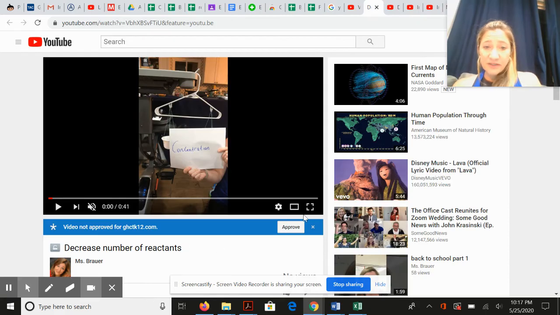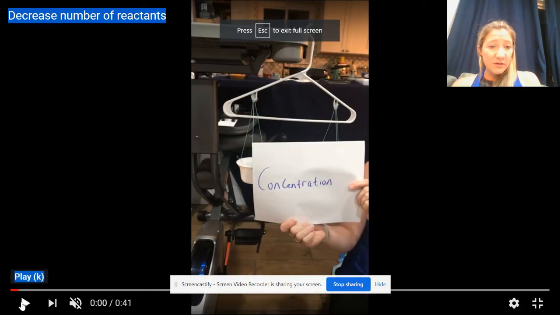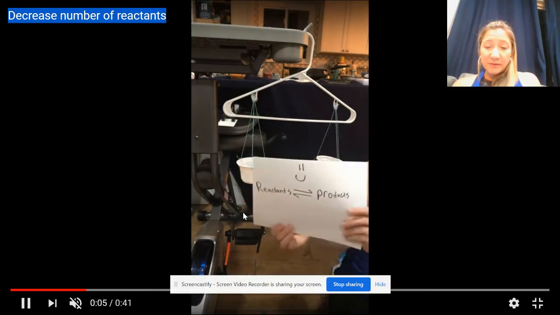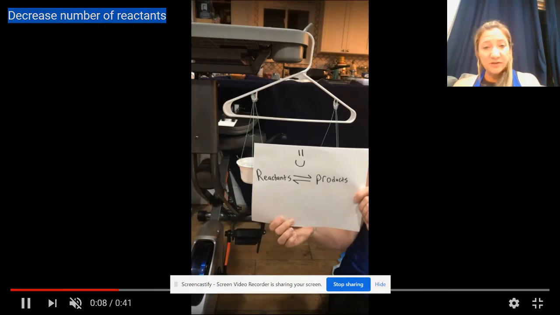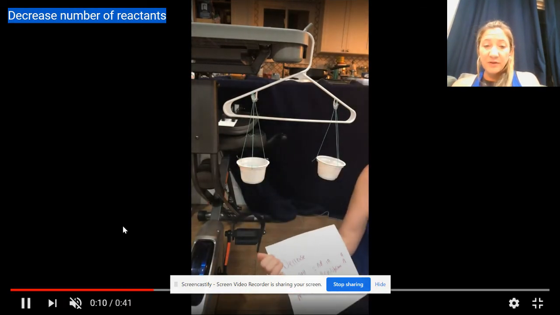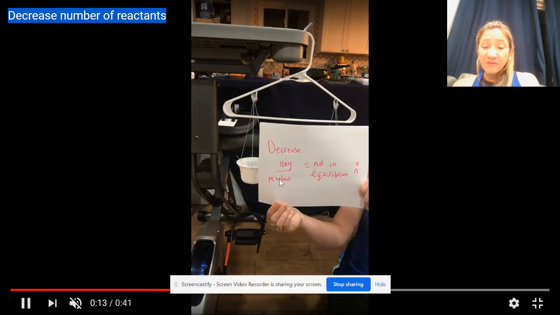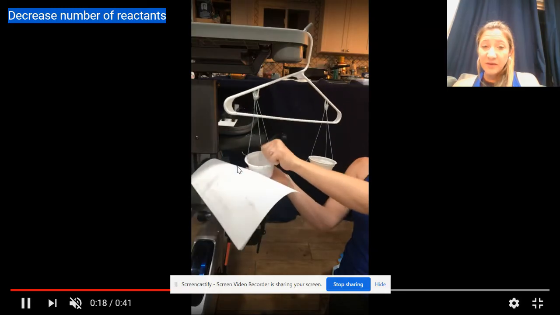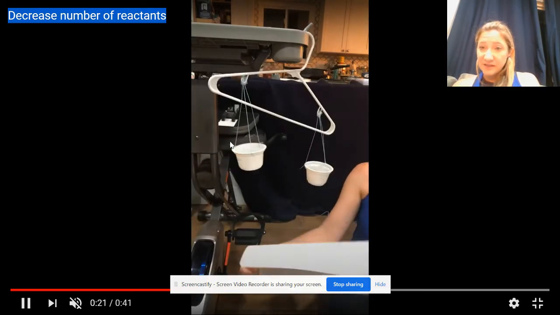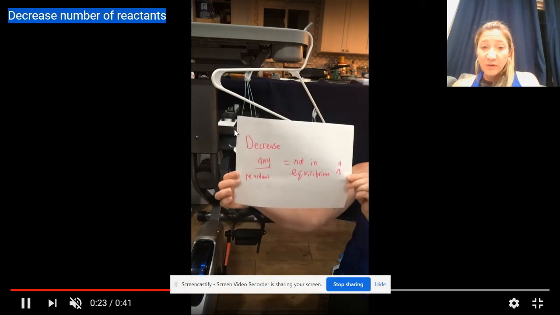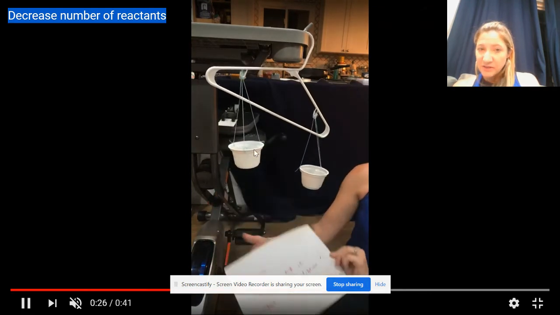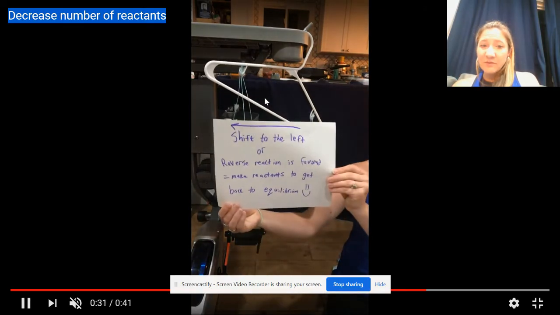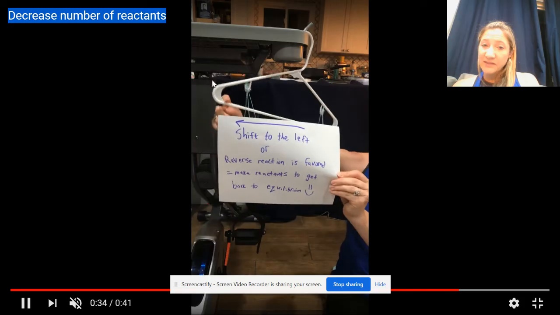Then the last one for the concentration series. In this one, I'm going to decrease the number of reactants. Starting at equilibrium, it's happy at equilibrium. Reactants are at equilibrium with the products. We are now going to take away some of the reactants. I'm going to scoop some reactants out. It makes sense that that side of the scale gets lighter. I want to fill up whichever one is lighter again, so I need to fill this one up by shifting in this direction. I'm making more reactants to get back to equilibrium.